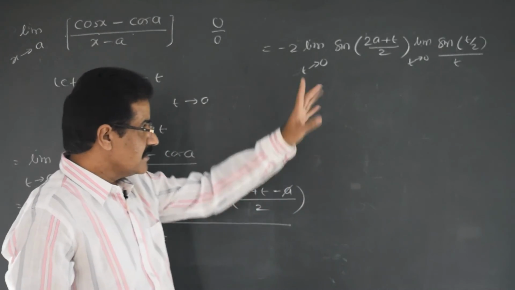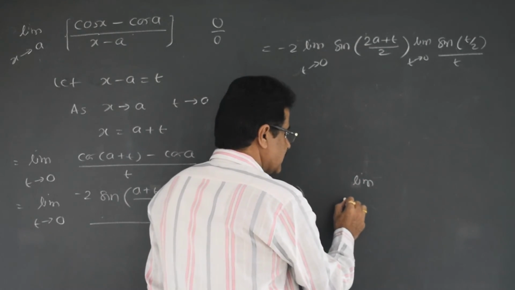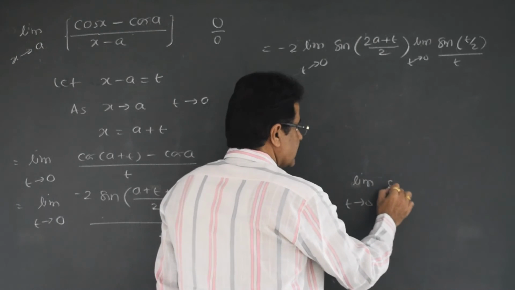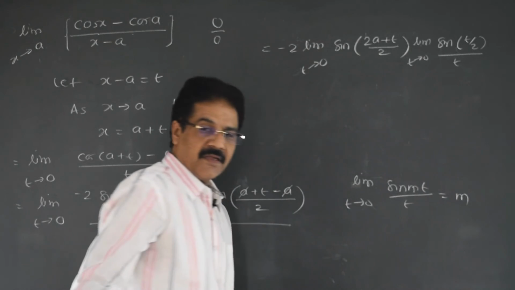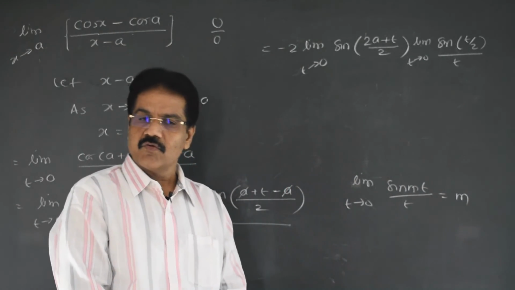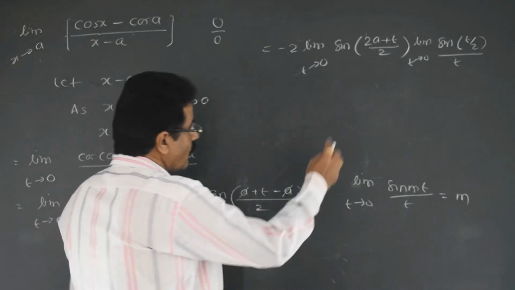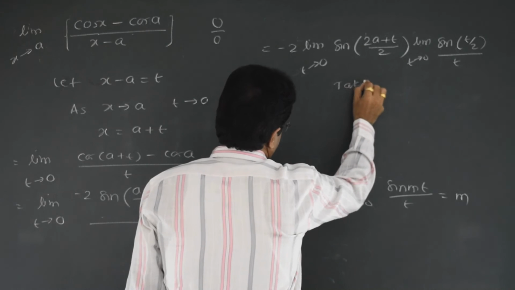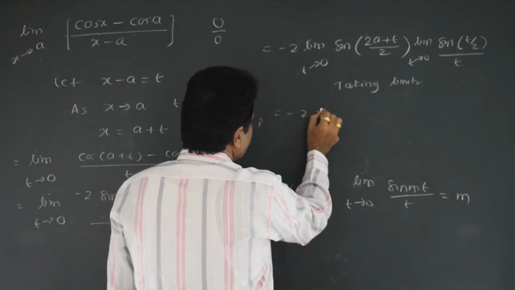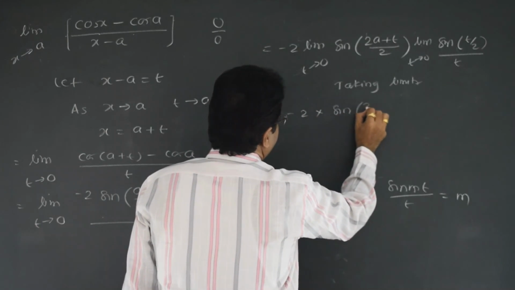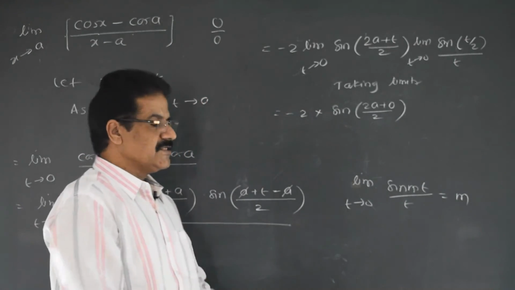Now this concept is already explained to you: if it is in the form of limit as t tends to 0, sin of mt upon t, it is always equal to m. So the answer is always equal to the coefficient of t. This is already explained to you in our earlier part. So we are in a position to take the limits. Here I can write, taking limits, we get minus 2 multiplied by sin of (2a plus 0) upon 2. So we just have to replace t by 0 in the bracket.